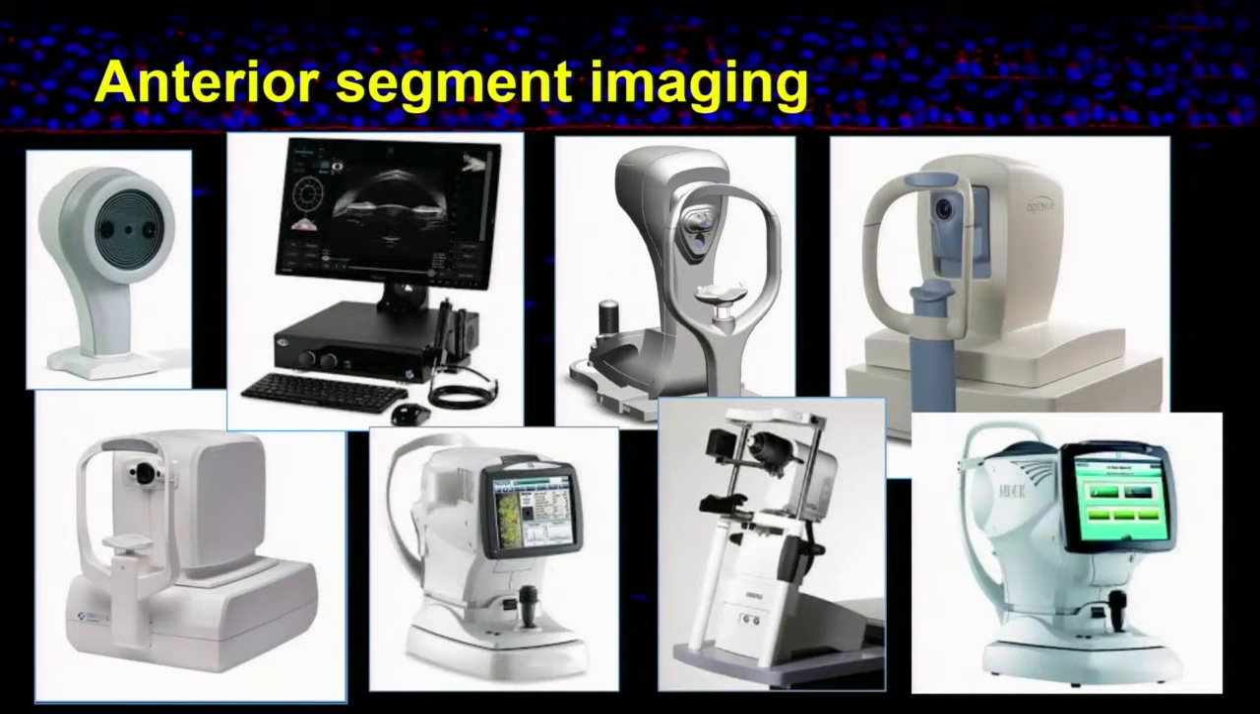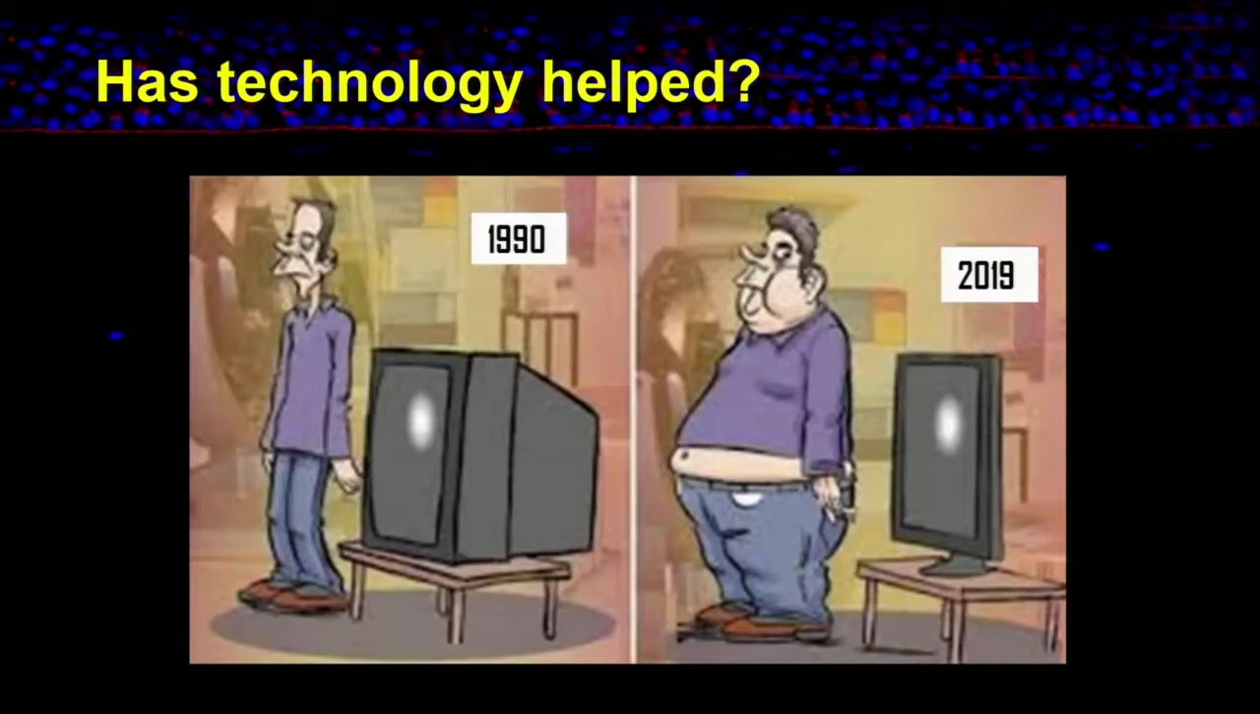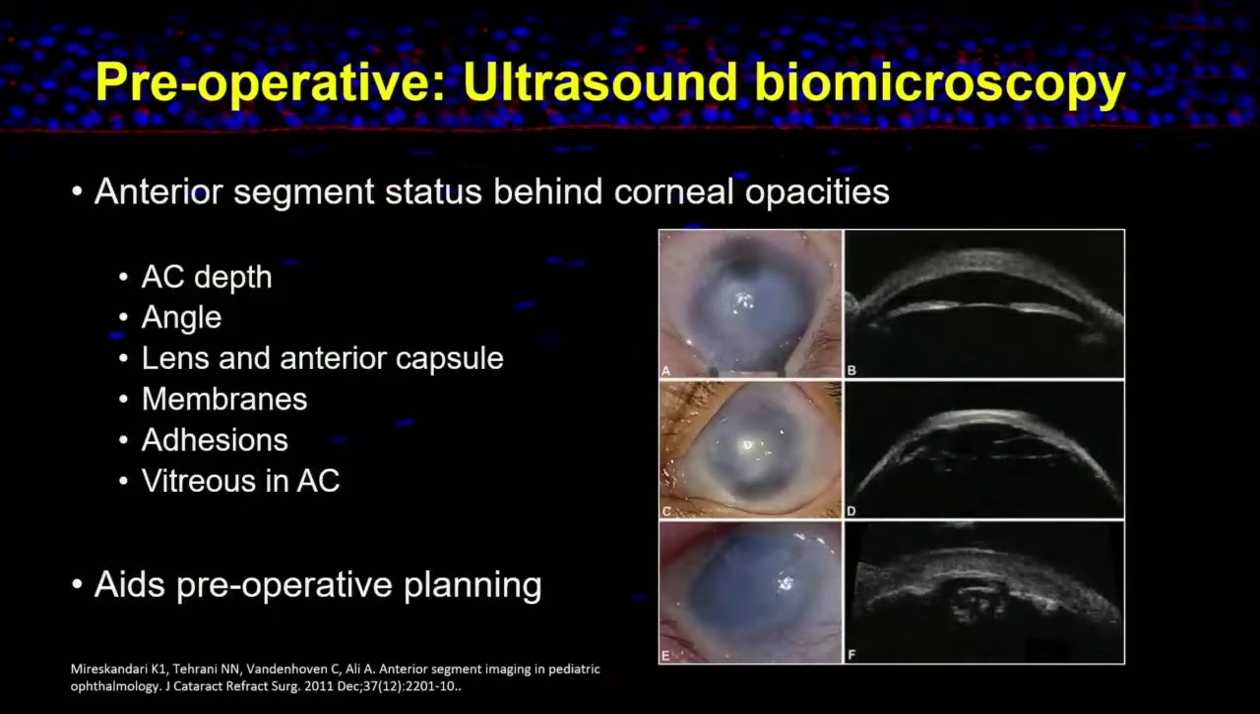So we've got a wide range of anterior segment imaging devices available to us. And the important thing to remember is that not all technologies are necessarily good for us. So in this talk, I'm going to concentrate on the ones that are good. I'm going to talk about anterior segment imaging devices that can be used during the surgical journey for corneal transplantation. So we'll start with pre-operatively.